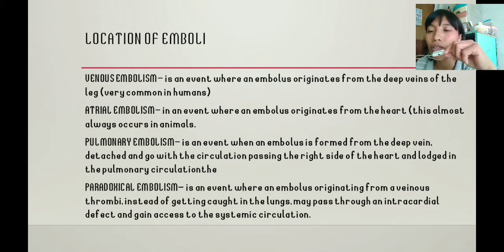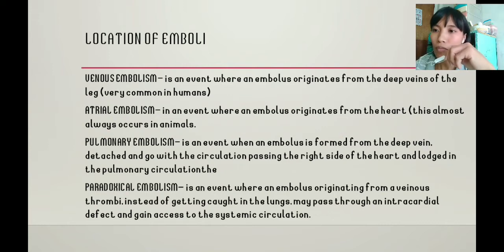Next, we have arterial embolism. On the other hand, it is an event where an embolus originates from the heart, which always occurs in animals. Arterial embolism, on the other hand, is where the embolus always gets lodged in the artery. Why? Because the flow of blood is always into a blood vessel of decreasing diameter. So it gets narrower in the artery. That is why it is always lodged in the artery.